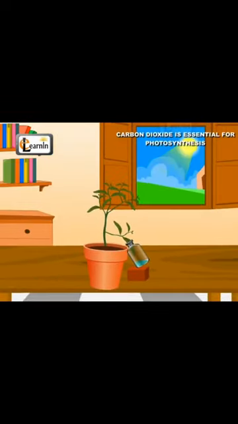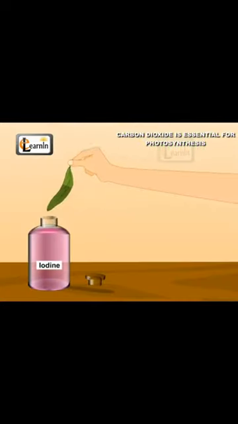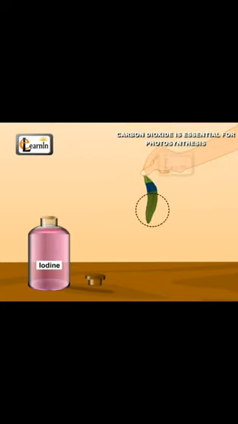Keep this unit in the sunlight for 3 to 4 hours. After 3 to 4 hours, detach the leaf from the plant and take it out of the bottle. Test it for starch with iodine solution. We'll observe that the part of the leaf which was inside the bottle does not turn deep blue.